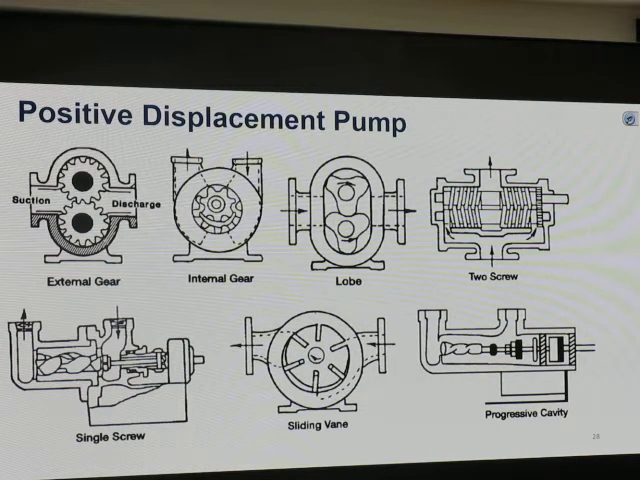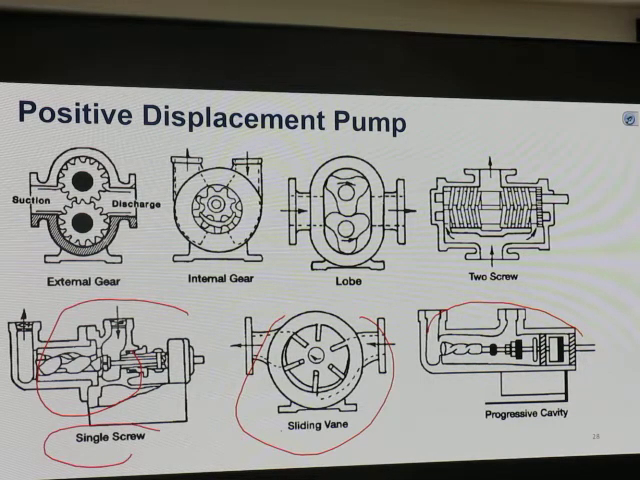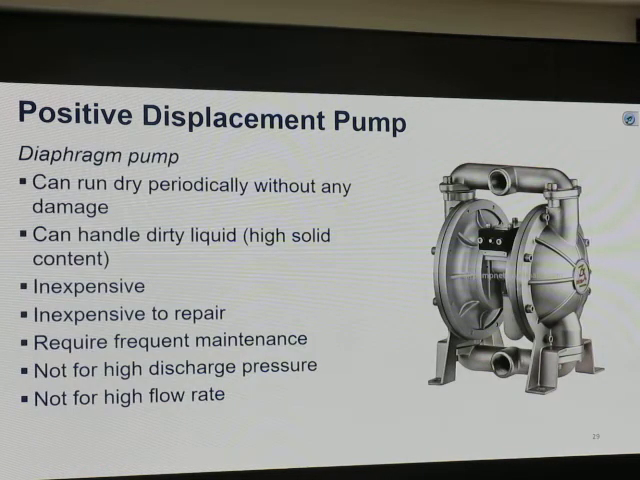What about this picture? It shows that there is something spinning. When there is something spinning, it doesn't mean that it's centrifugal. So this is PD type, positive displacement. It directly pushes a certain amount of liquid forward. This kind of pump has less pulse, or maybe no pulse, because it's more continuous than using the piston. So we have screw pump, sliding vane, progressive cavity, or single screw. We have twin screw, lobe pump, internal gear, external gear.